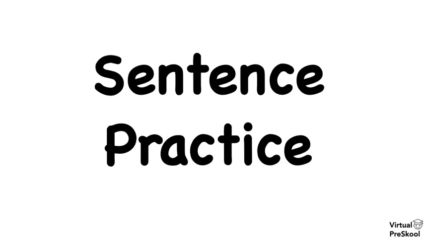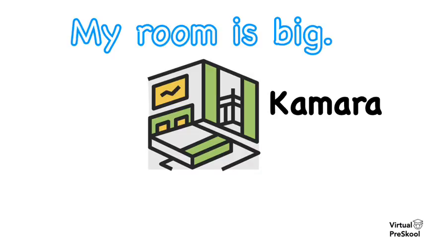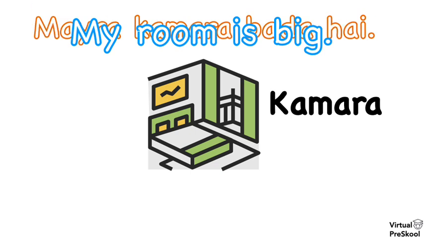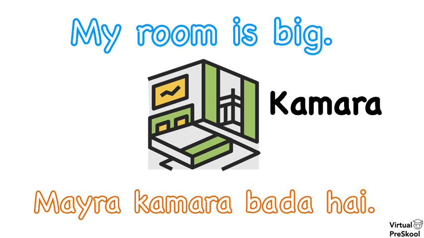All right, now let's practice using these vocabulary words in sentences. How would we say, my room is big? My room is big. मेरा कमरा बड़ा है. Now, let's take a look. Remember, kamra is a pull noun. That is why we say mera and bada, because kamra is a pull noun. So we use the pull my, mera, and the pull big, bada.